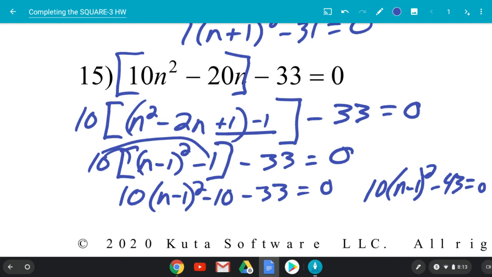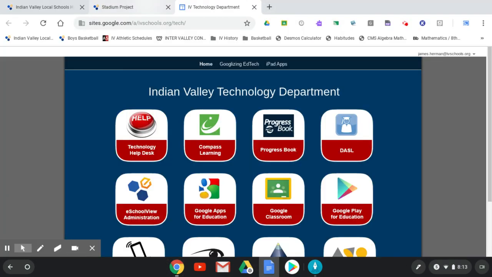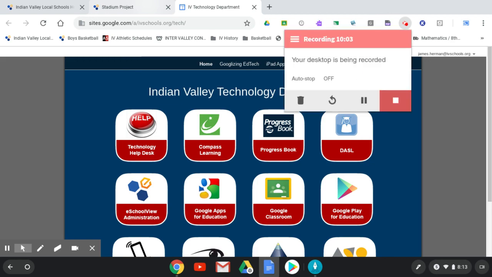Questions, comments, concerns on completing the square? Excellent. You go over 16. Well, we didn't have to do 16.